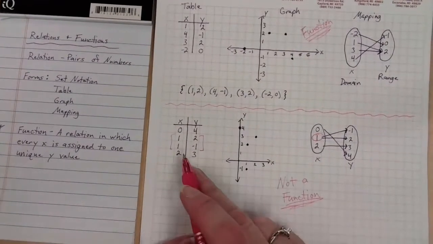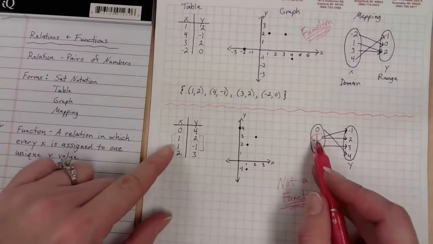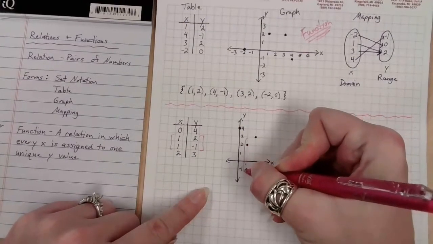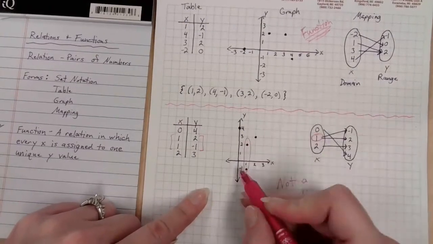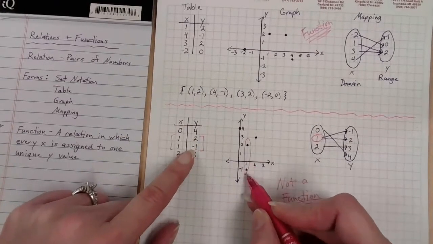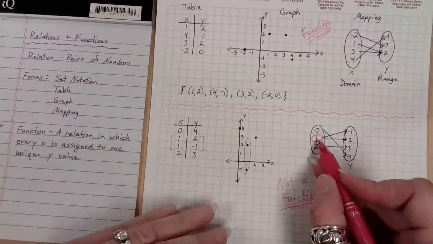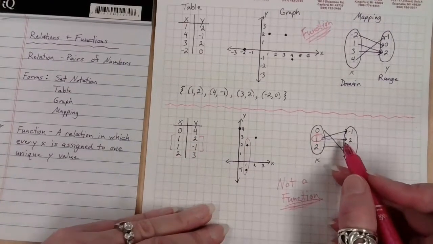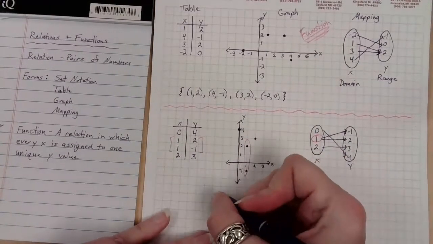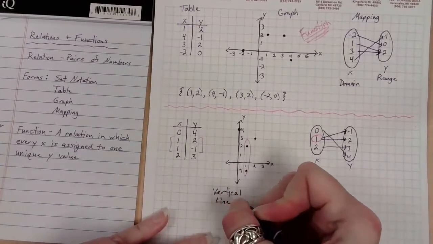So think about what are our offensive points here. What is causing this to not be a function? It's the 1. Look on my graph where it says 1. Here's 1, and here's 2 different assignments. It goes up to 2, but it also goes down to negative 1. So at 1, I've got 2 different values, just like here at 1, I have 2 different values. This is what would be called the vertical line test.